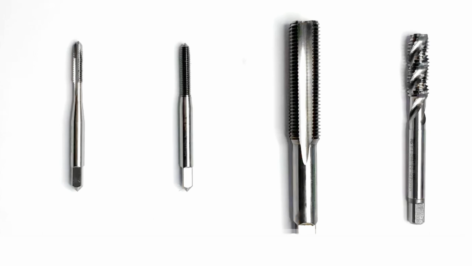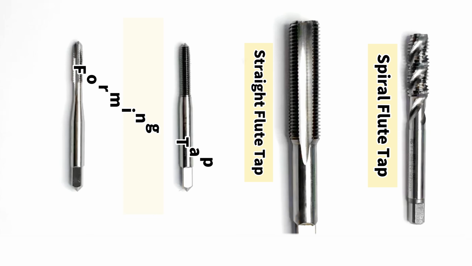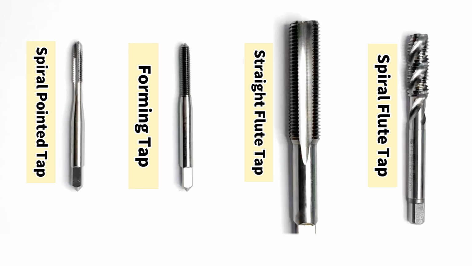Taps are divided into four types: spiral flute tap, straight flute tap, forming tap, and spiral pointed tap. They correspond to different working conditions.